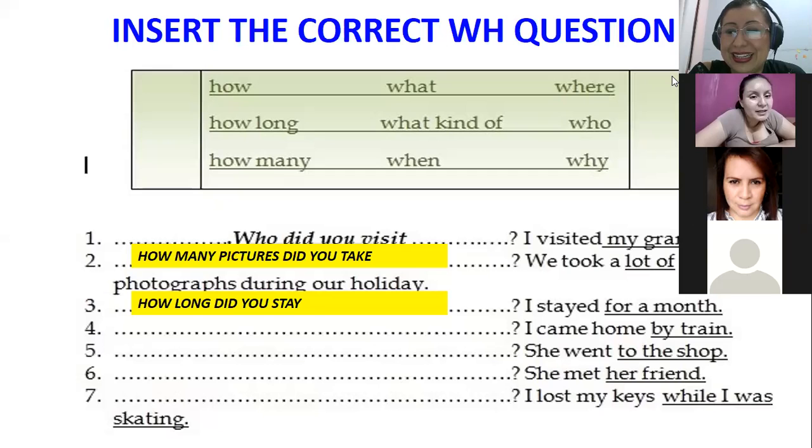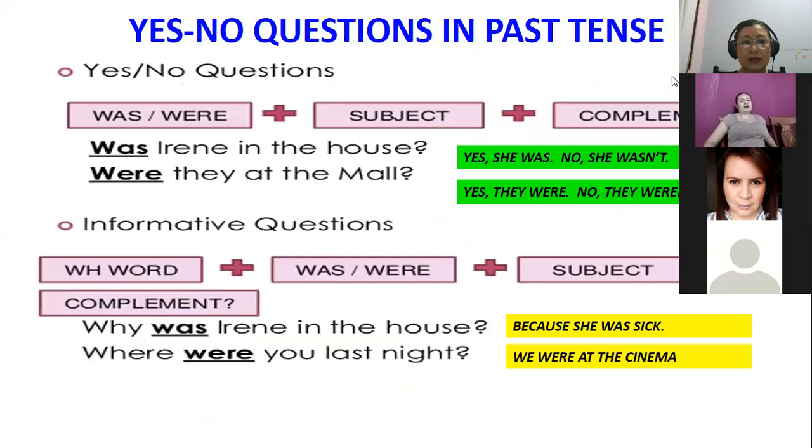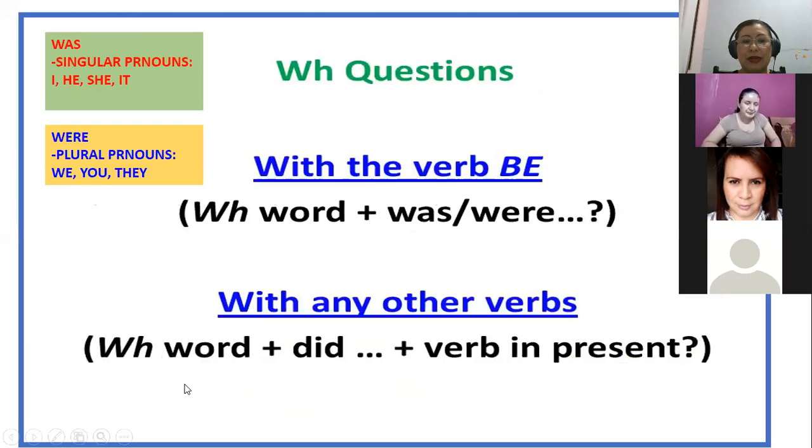We put how did you get home? Ajá. Okay, there are two ways. How did you, recuerden que la estructura era WH plus was, were o did, ¿verdad? Aquí está. Entonces, WH, how, luego did, luego you, ¿verdad? How did you get home?